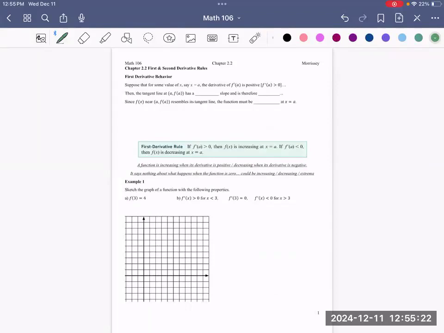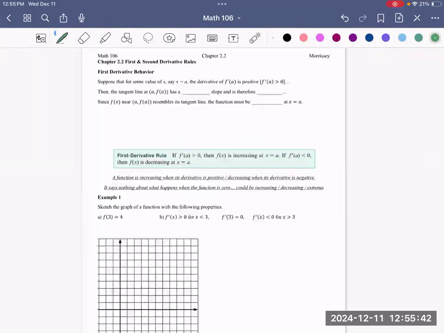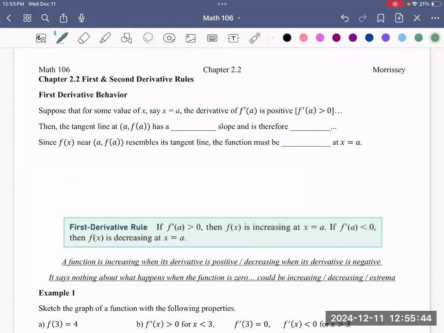Welcome to Math 106, Chapter 2.2, where we talk about the first and second derivative rules. In the previous lecture, we were talking all about what we see graphically, and now we're starting to see, given some information, can we make an idea of what this graph looks like, given that we have our knowledge of the first and second derivatives?